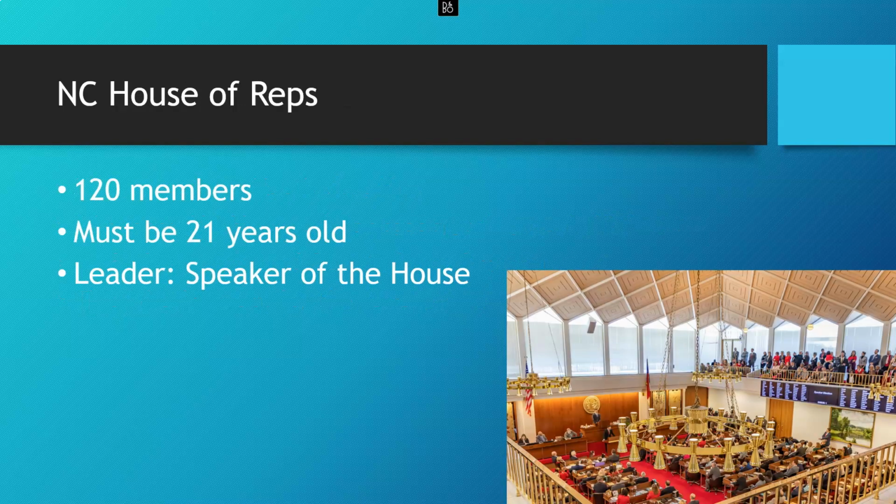All right. In the House of Representatives, we have 120 members. You must be 21 years or older in order to be considered or voted in. And we call the leader of the House of Representatives in North Carolina Speaker of the House.